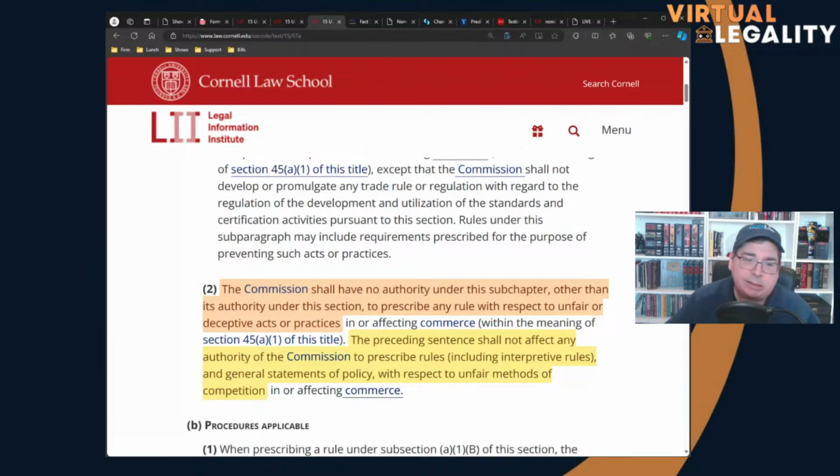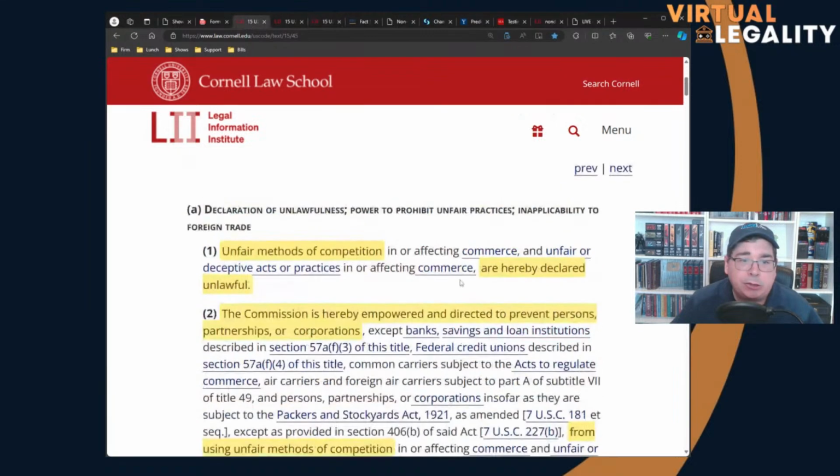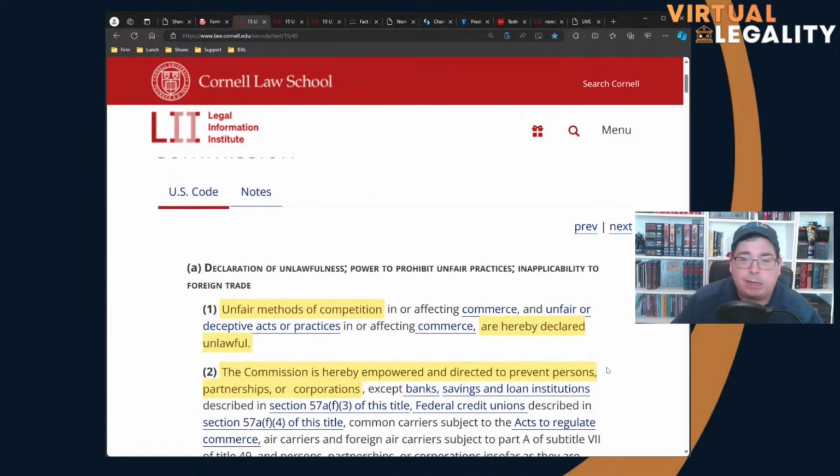So when we look at this, we have some more confusing language that gets added on that says you don't get to prescribe rules with respect to unfair or deceptive acts or practices, but that's not going to prevent you from making general statements of policy with respect to unfair methods of competition. So when we look at an unfair method of competition, as we're going to look at here, the question becomes, does the commission have the right to essentially define this for the legislature?